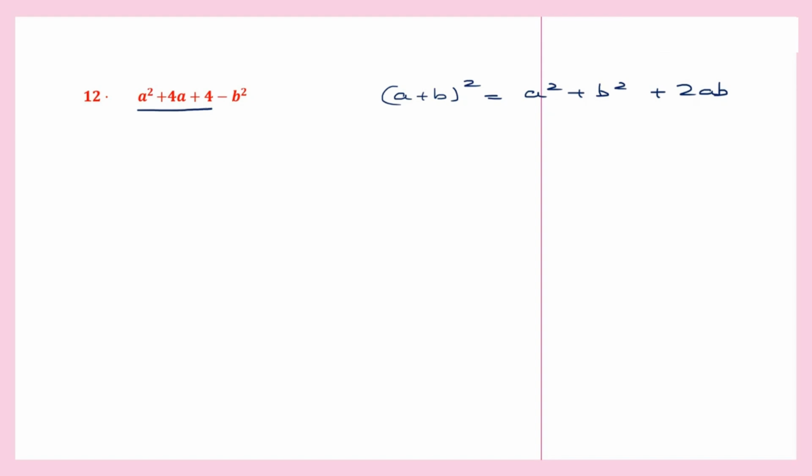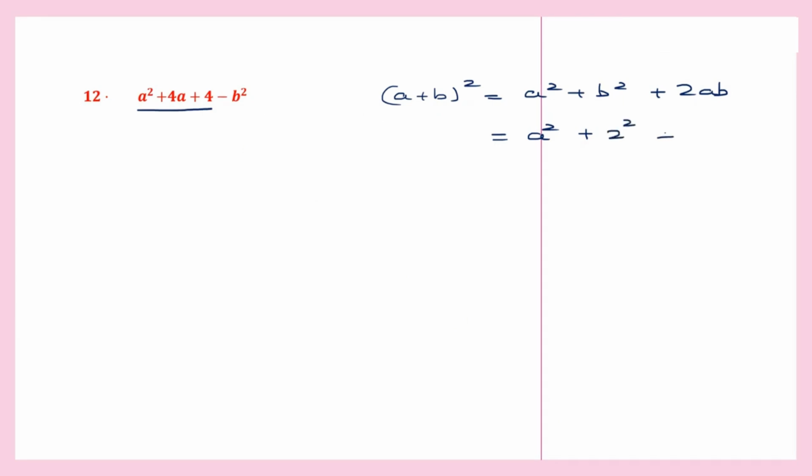Now if I'm going to take this, that is a square plus 4a plus 4, I can try and put it in this form. So here a square, I can write it as a square here itself, a square plus b square. I can take this 4 to be b square. So if b square is 4, so what is b? It will be the square root of 4, which is 2. Okay, so it will be 2 square.